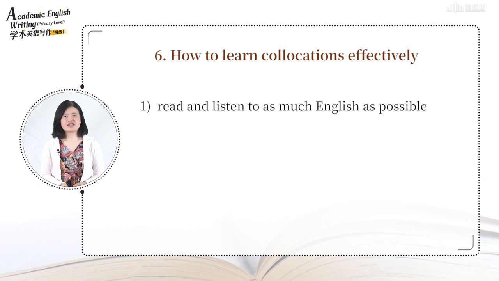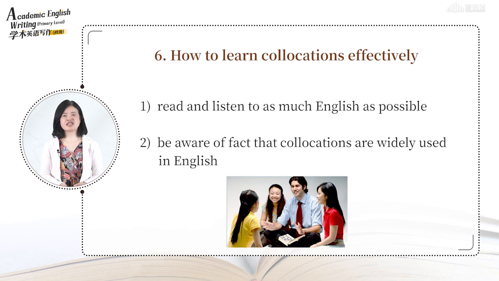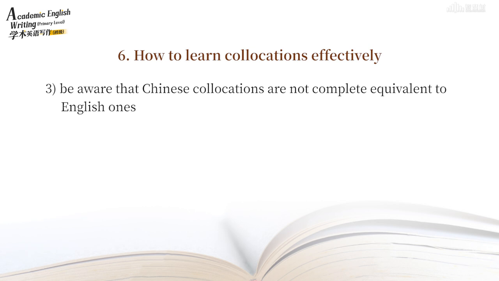1. Read and listen to as much English as possible. Exposing yourself to English is an excellent way to develop a feeling for it. You will learn collocations in context and naturally. 2. Be aware of the existence of collocations and try to recognize them when you see or hear them. 3. Be aware that Chinese collocations are likely different from their counterparts in English.